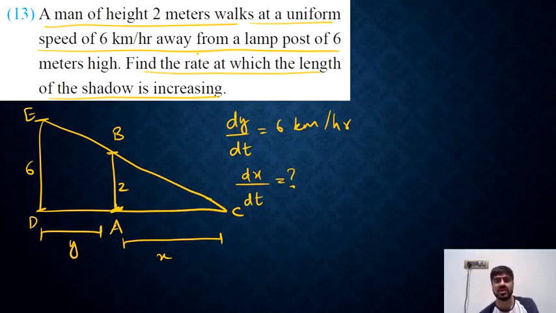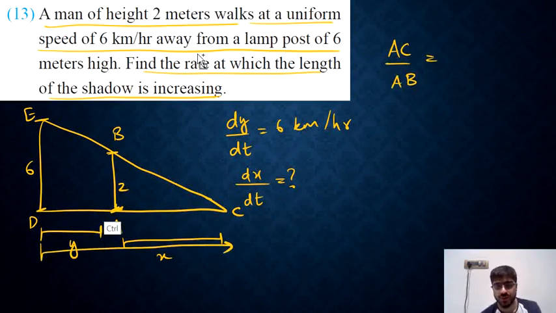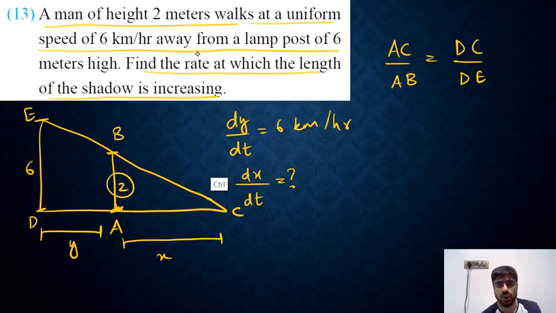So by the theorem on similar triangles, we can say that the length of AC upon AB will be the length of DC upon DE. So AC upon AB is x upon 2. That should be equal to DC, which is x plus y, divided by DE, which is 6. So you can cancel off this 2 here with the 6 here, and that's going to give you a 3 here. Take that 3 on the left, you have 3x equal to x plus y. Take that x on the left, you have 2x equals y.